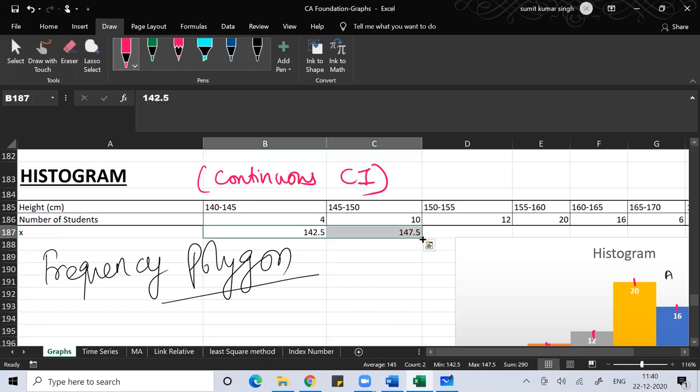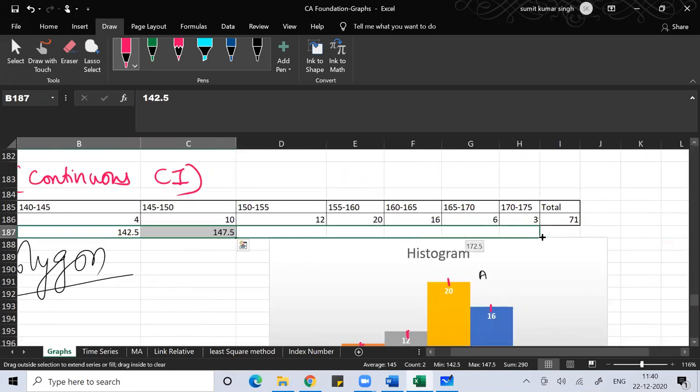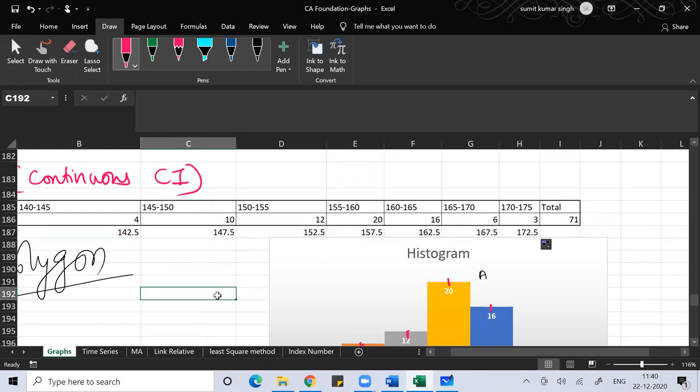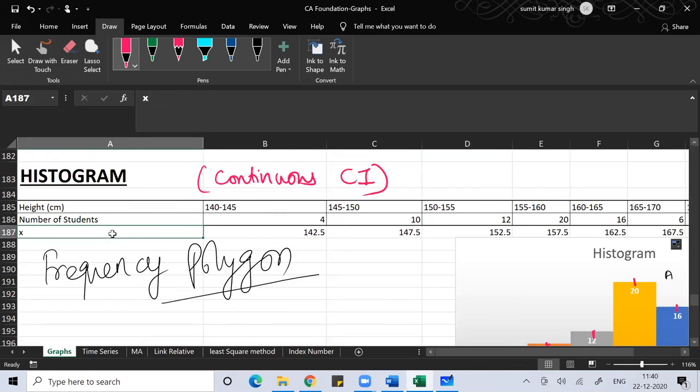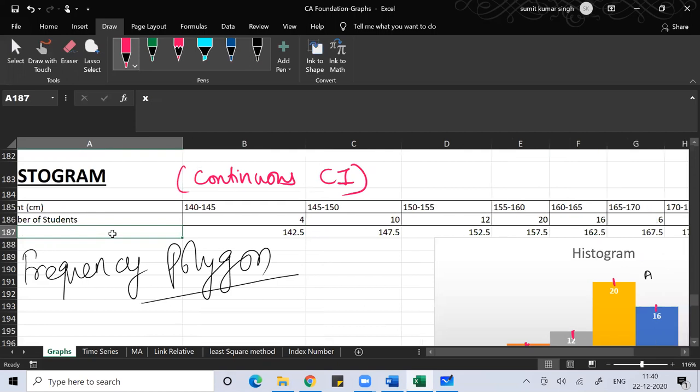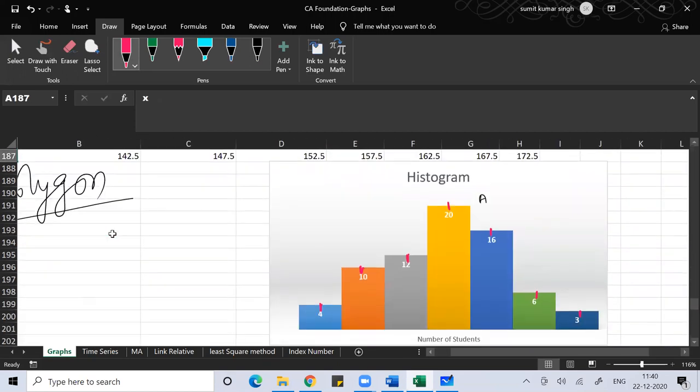So what you do, find the midpoint of this. Now once you have found the midpoint of them, draw a curve which connects these midpoints. This is called a frequency polygon.